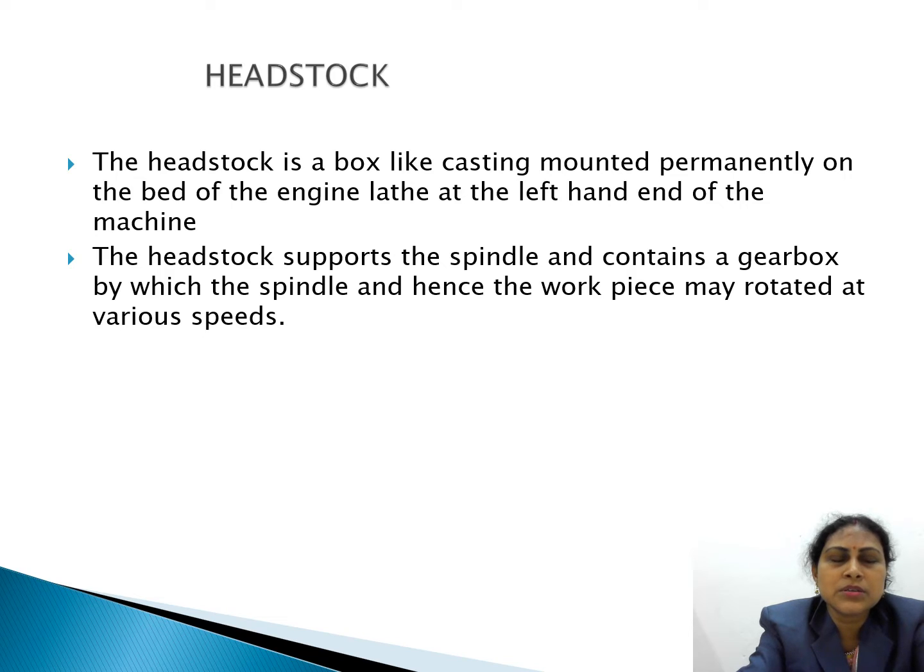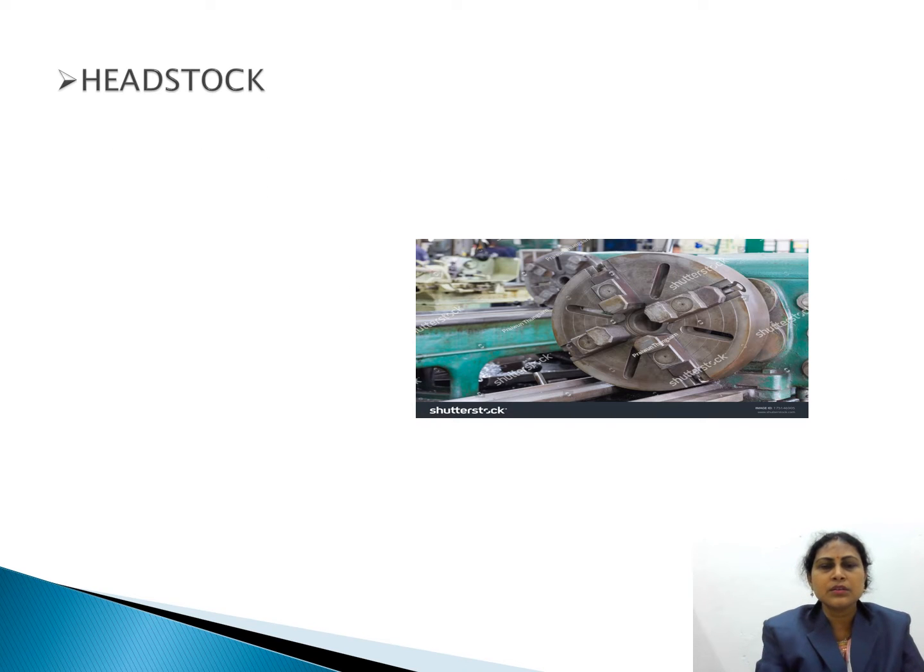The headstock is a box-like casting, permanently mounted on the bed of the engine lathe at the left hand end of the machine. The headstock supports the spindle, which contains the gearbox, and hence the workpiece may be rotated at various speeds. This is shown in the figure of the headstock.